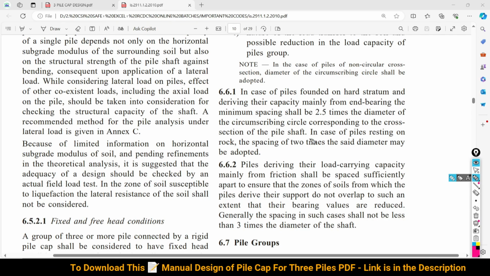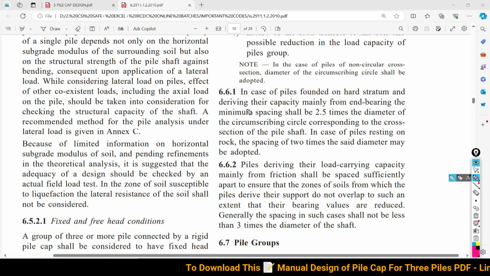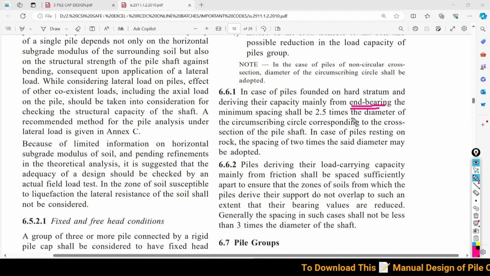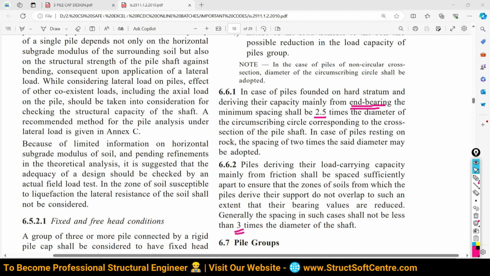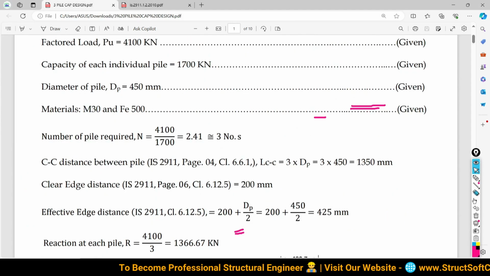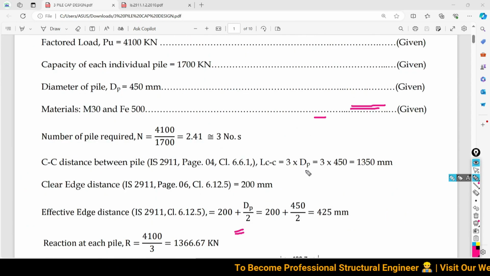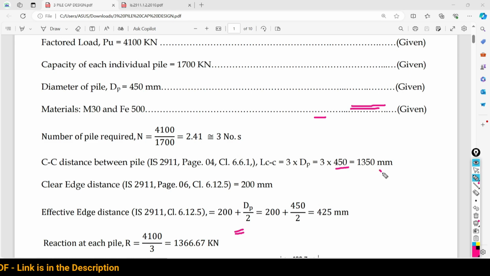Here this clause says that if your pile is an end bearing pile, the center to center distance between the two piles should be 2.5 times the diameter of the pile. But if your pile is a friction pile, in that situation the center to center distance between the two piles should be 3 times the diameter of the pile. So that we are going to consider in our problem. Here I am going to consider 3 times the diameter of the pile. So 3 times the diameter of pile, which is given as 450 mm, so the total center to center distance between the two piles is going to become 1350 mm.